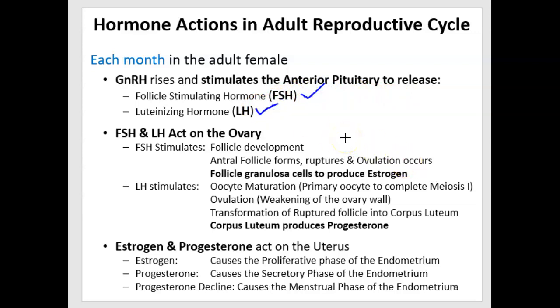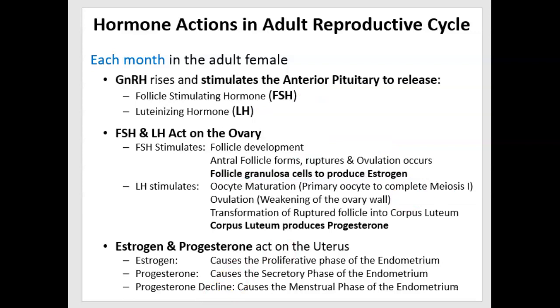Specifically, what FSH and LH do is act on the ovary, where FSH stimulates the follicle to develop. More follicle cells will be formed. Eventually, we will have an antral follicle. And so FSH also really participates in ovulation, and we'll look at how, because LH also does. But the follicle granulosa cells respond to the FSH and begin producing estrogen.